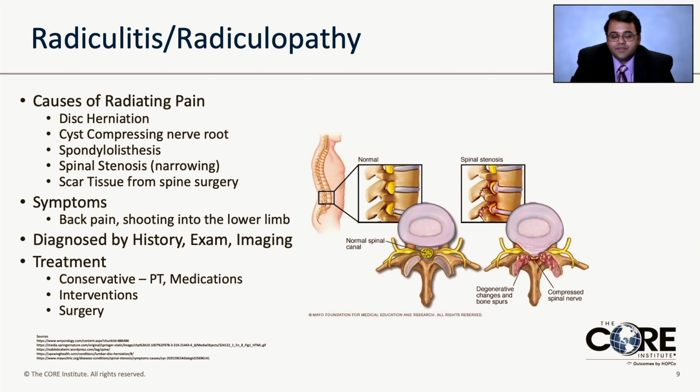Typical symptoms, again, for these types of pathology are back pain and shooting to the lower limbs, or the sciatic symptom. We usually have to get a really good history. We'll do an examination as well. And for many of our patients, we will get some imaging, most of the time an MRI or CAT scan, to help diagnose this more effectively.